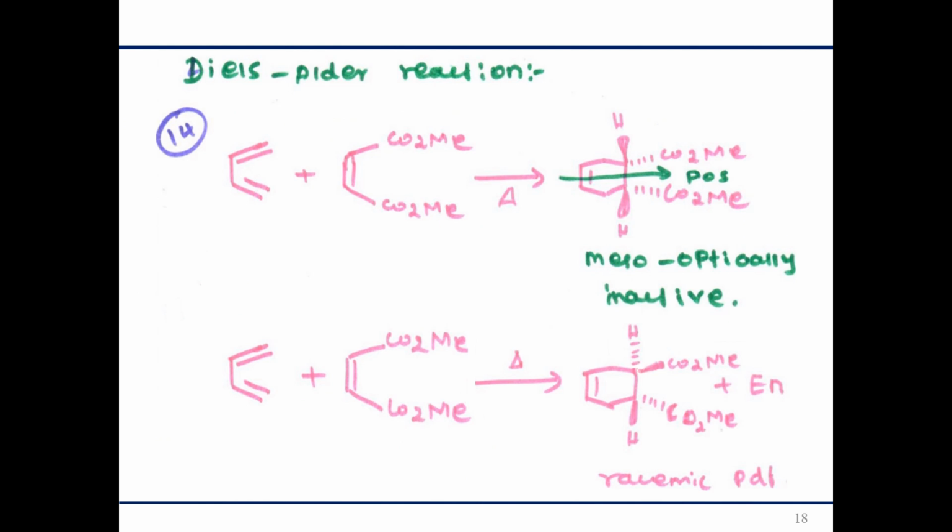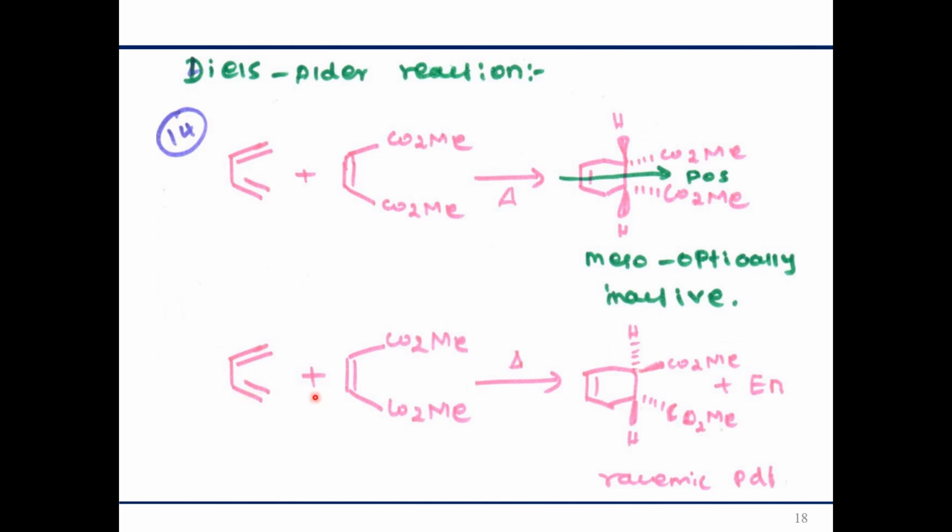The next reaction is the Diels-Alder reaction. Here I have given the butadiene molecule. When the butadiene molecule reacts with this dienophile under thermal condition, it gives this compound. This compound is a meso compound and optically inactive. You see the stereochemical outcome of this dienophile is retained here. So this reaction is stereospecific and also stereoselective because we are having only one stereoisomer out of 4.